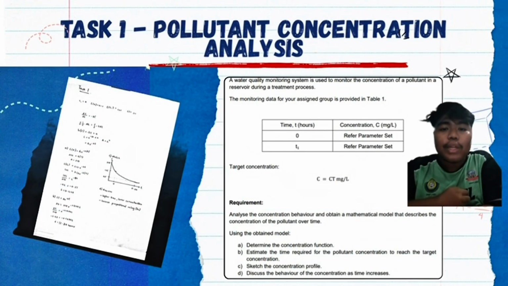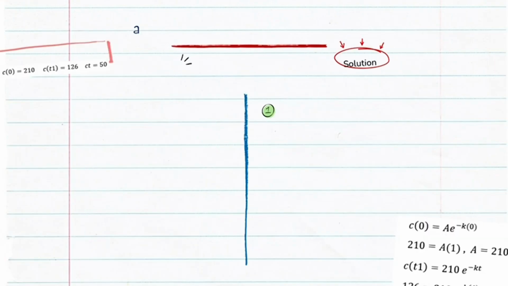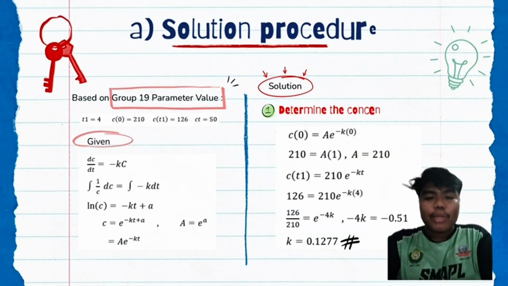For task 1, we analyze monitoring data from a water treatment process. Our goal was to develop a mathematical model of pollutant concentration over time, estimate when it reached a safe target, and analyze its behavioral trend. Looking at our solution procedure, group 19 gave us an initial concentration of 210, a reading of 126 at hour 4, and a target of 50.